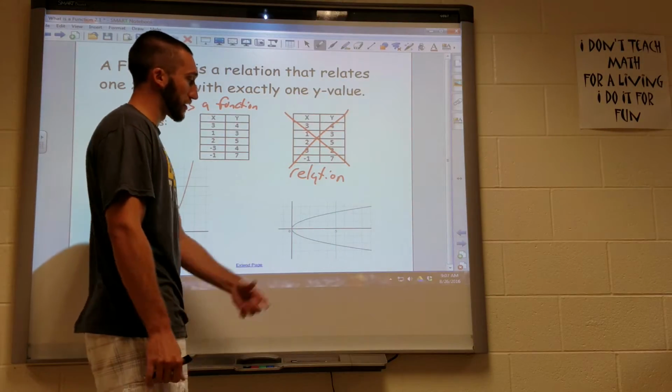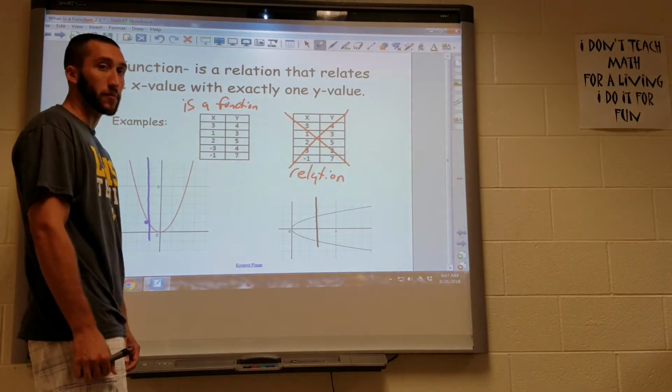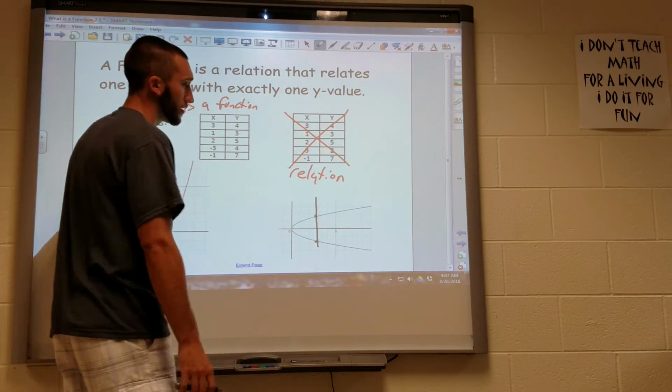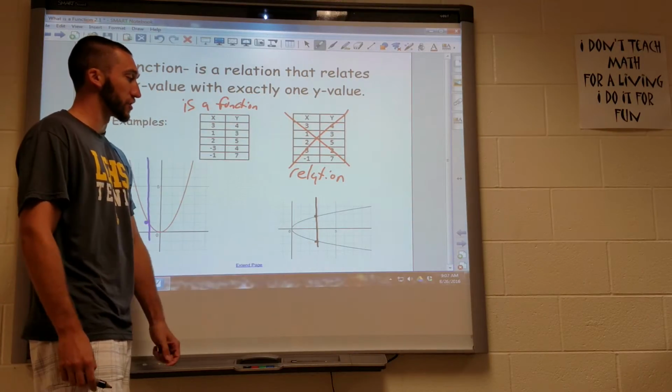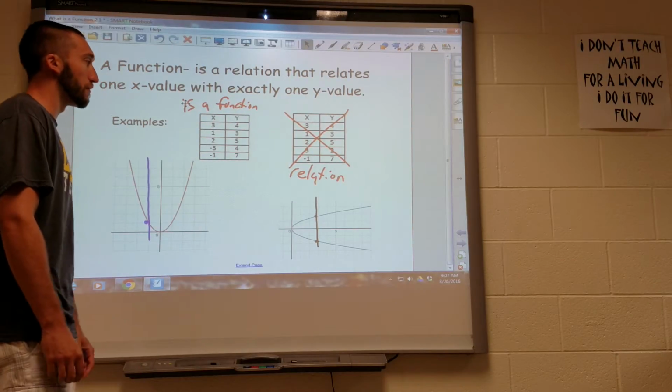This example of our graph, if I draw a vertical line, I can see that I'm hitting the graph at 2 points. Meaning this is not a function, right? It does not pass the vertical line test. So just a few basic examples of functions.